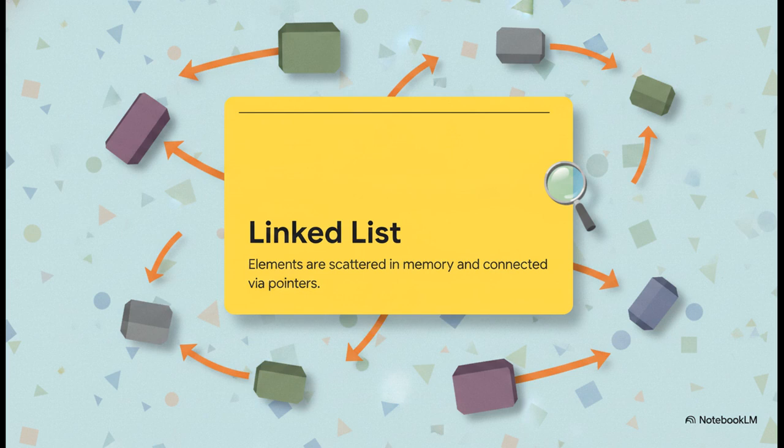Now, on the exact opposite end of the spectrum, we have the linked list. A linked list relies on elements that are totally scattered all over memory. They are not sitting next to each other. Actually, scratch that. They're completely isolated. But they are connected to one another via something we call pointers.